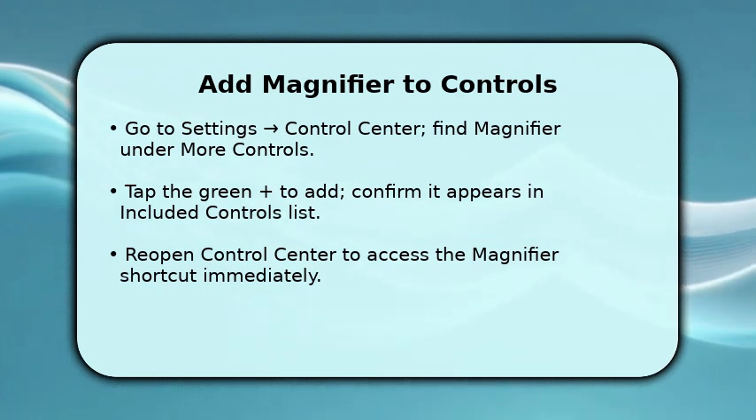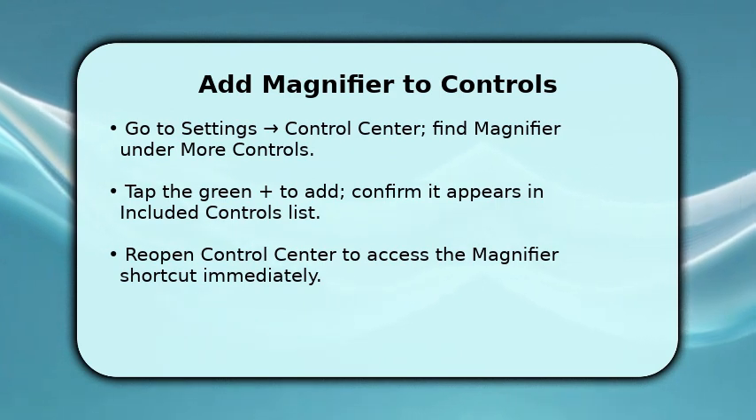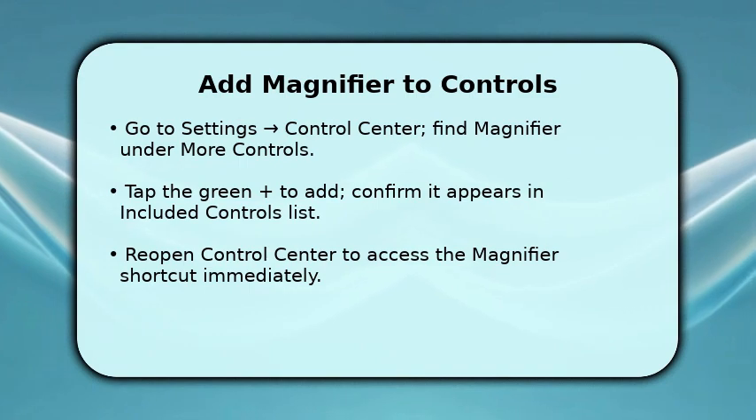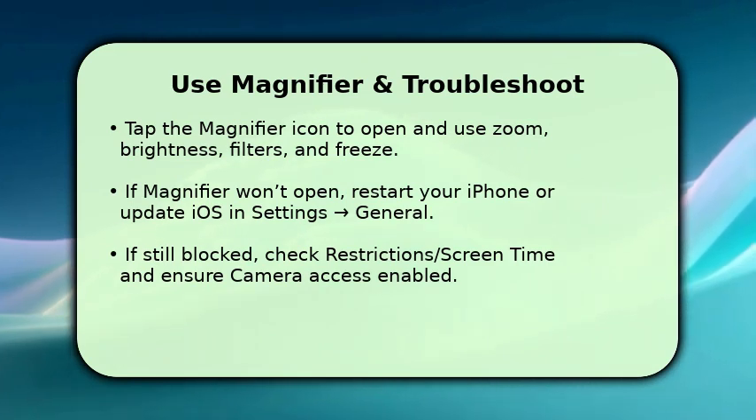Once added, reopen Control Center to confirm the magnifying glass icon is present. Make sure it's positioned where you tap the magnifier icon to launch it. You can pinch to zoom, adjust brightness, enable filters for contrast, and tap the freeze button to lock an image.